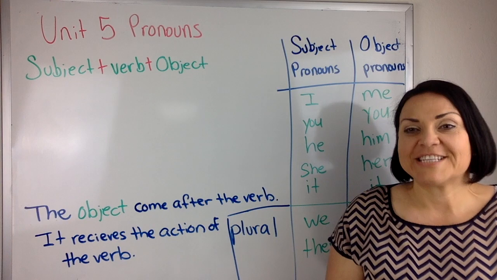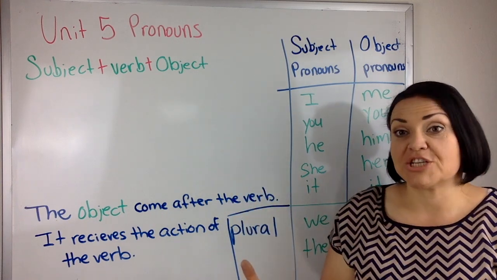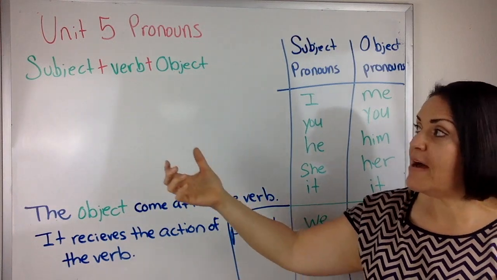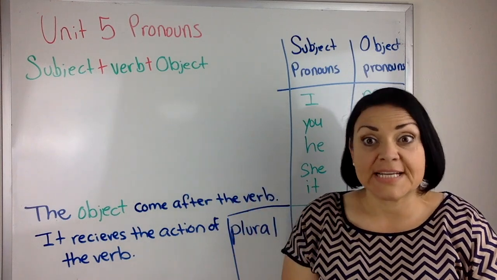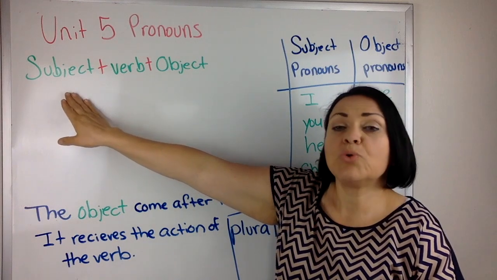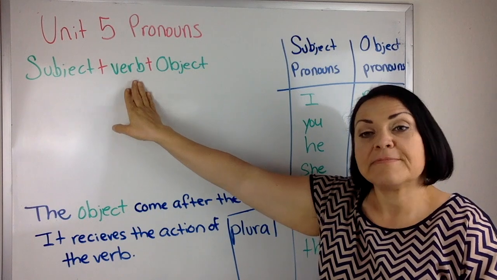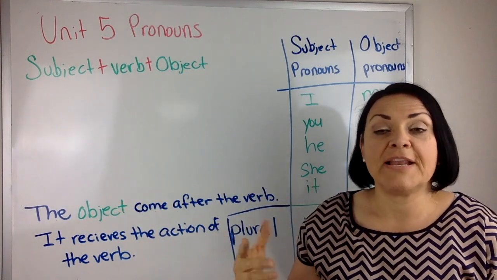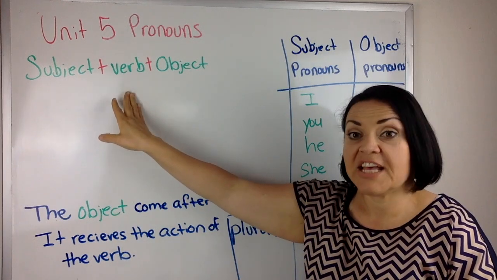We're going to talk about pronouns, subject pronouns, and object pronouns. I want to explain a little bit more about sentence structure. When we talk about sentence structure, we're talking about the pieces that come together to make a sentence. Subject is who we're talking about. Verb could be a be verb like am, are, and is, or an action verb like walk, kick, kiss.